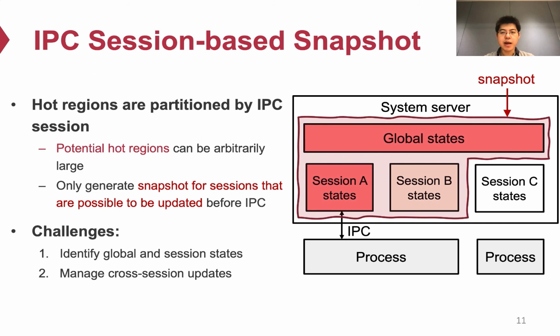Our snapshot mechanism is guided by the IPC session. Since different IPC sessions have different hot regions, the potential hot regions can be arbitrarily large when the number of clients increases. So, instead of generating snapshots for the whole system server, we only take snapshots for sessions that are possible to be updated in the current IPC. But we still face two challenges. The first is how to identify whether a state belongs to a global state or a per-IPC-session state. Another question is how to manage the cross-session updates.